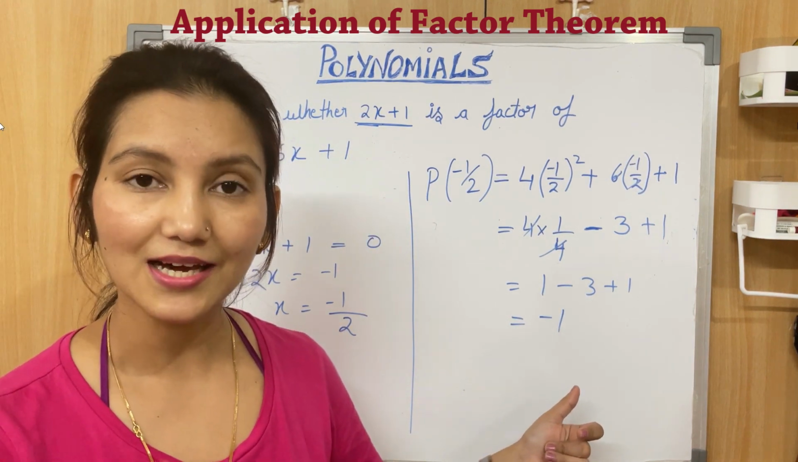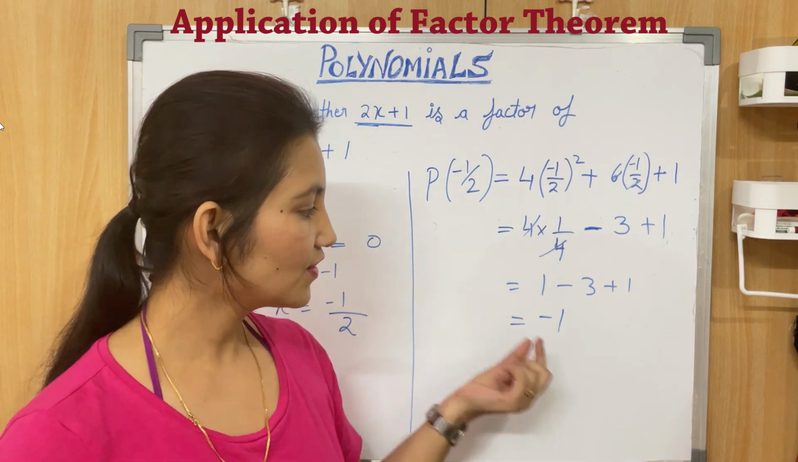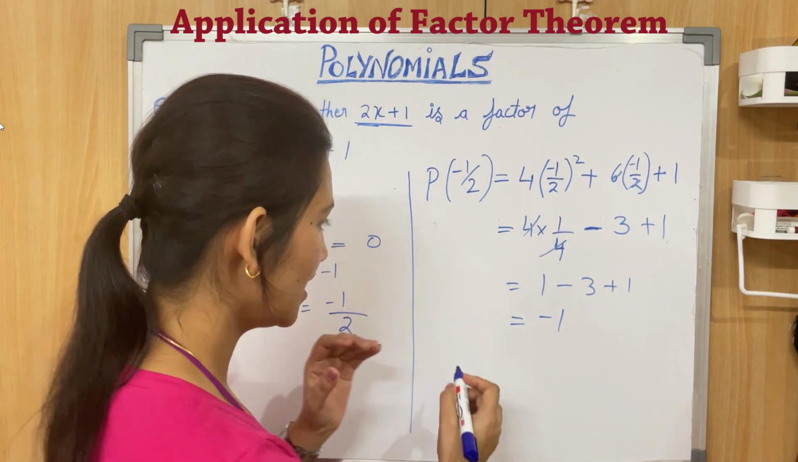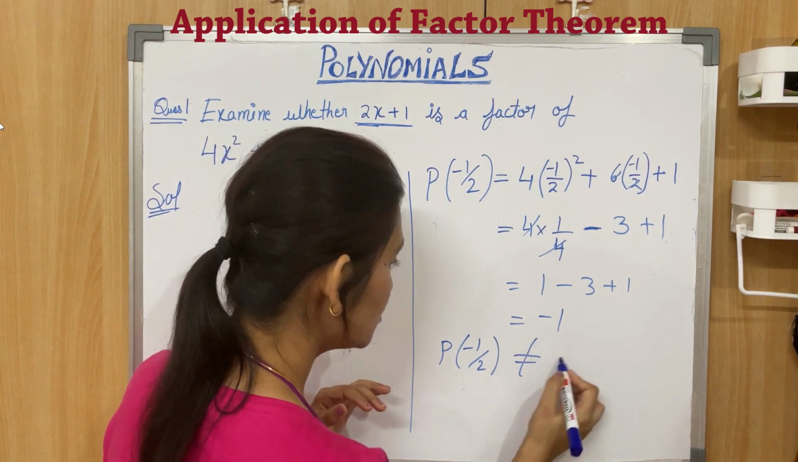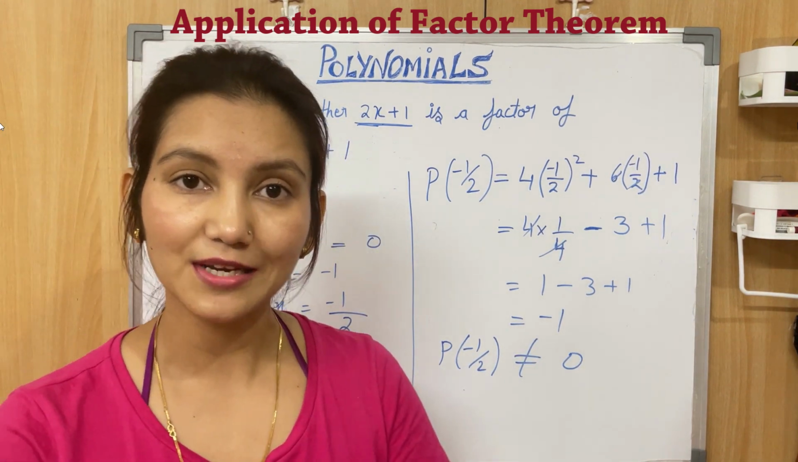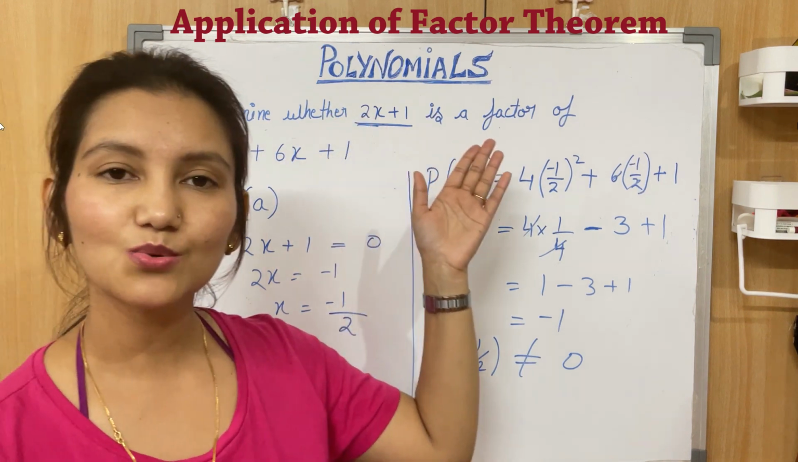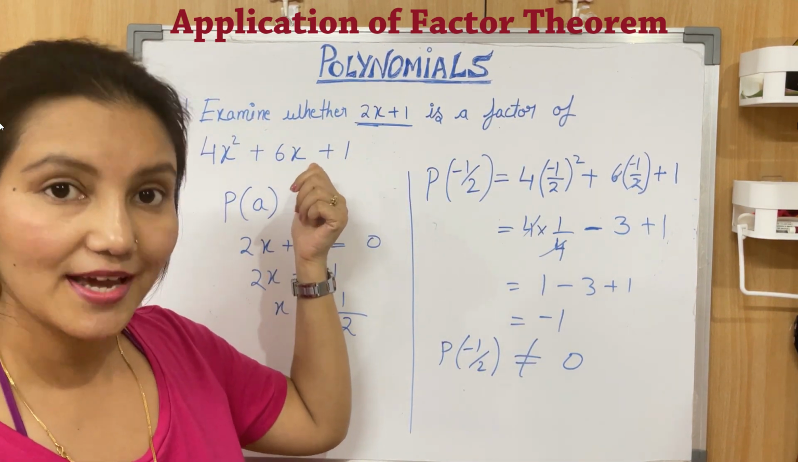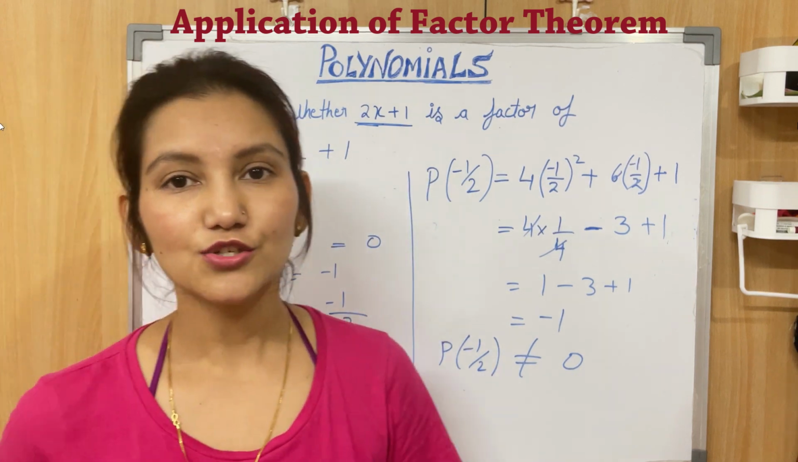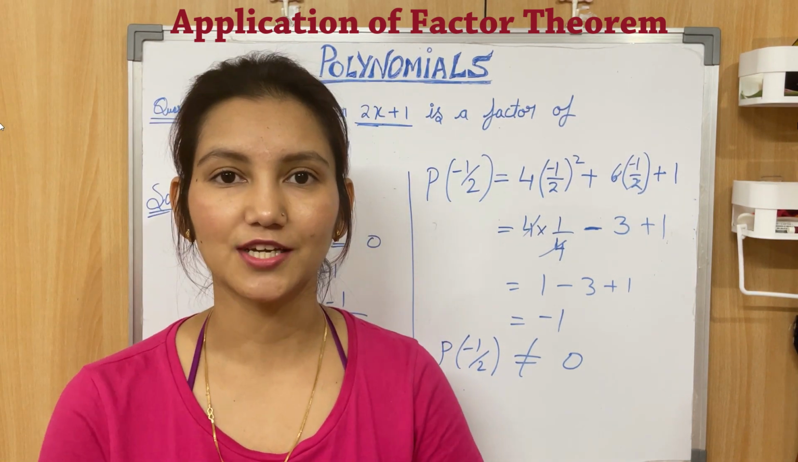So what do we conclude from here? P of a is not equal to 0. So P of minus half is not equal to 0. And if it is not equal to 0, it means 2x plus 1 is not a factor of this polynomial. Simple, right? So let's move on to the next question.